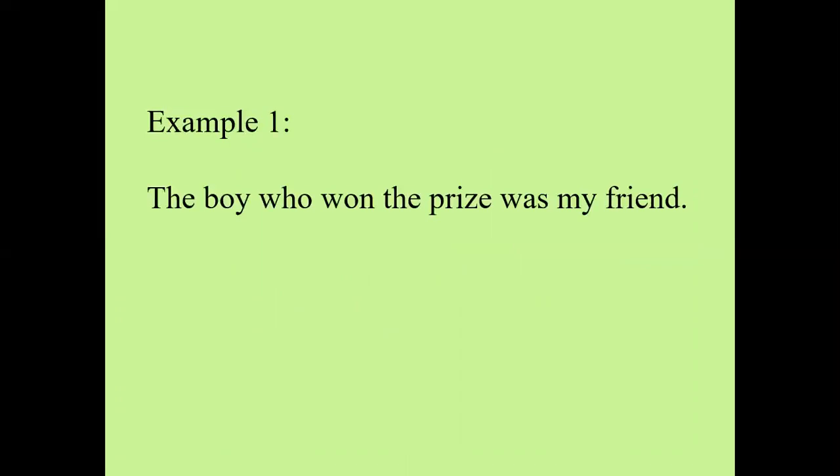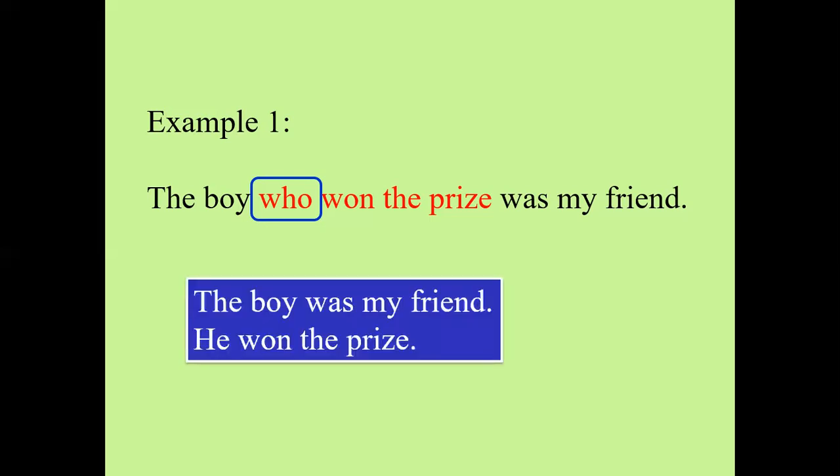Example 1. The boy who won the prize was my friend. The relative clause is who won the prize. The relative pronoun who is used because it refers to the boy. It also helps to link up the main clause, the boy was my friend, and the relative clause, he won the prize. In this case, you can also use that as the relative pronoun.